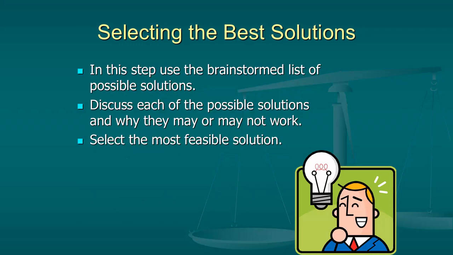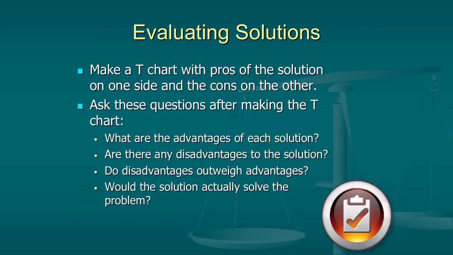Once all ideas have been written on paper, you can better go for the best solution. In this step, use the brainstormed list of possible solutions from the previous step. Discuss each of the possible solutions and why they may or may not work. We have to discuss whether each solution works or not, and then we can choose the best solution, which is very much feasible for us. Now start evaluating. Make a T chart with the pros of the solution on one side and the cons on the other side.